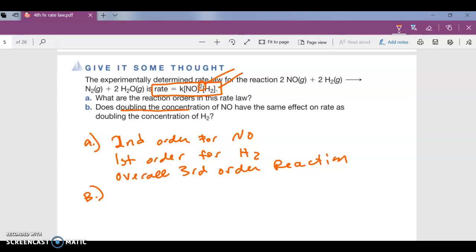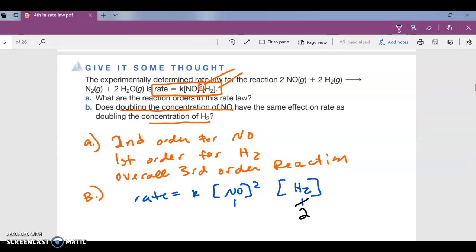Let's take a look at B. It says, does doubling the concentration of NO have the same effect as doubling the concentration of H2? My answer would be no. And that's because if I look at the rate law, I'm going to write it down here to make it clearer. If I take this whole thing and I have a doubling, in other words, I go from all of these equaling 1, and now let's change it to equaling 2.